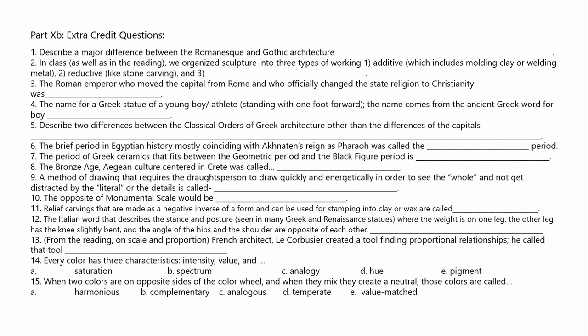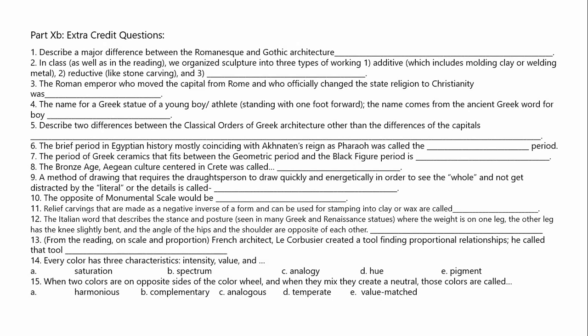Okay. 6, brief period in Egyptian history, that's the Amarna period, A-M-A-R-N-A. The period of Greek ceramics that fits between the geometric period and the black figure is the Orientalizing period. The Bronze Age culture center in Crete was Minoan, M-I-N-O-A-N. A method of drawing that requires the draftsperson to draw quickly and energetically to see the whole, that is gesture drawing. The opposite of monumental scale would be intimate scale.